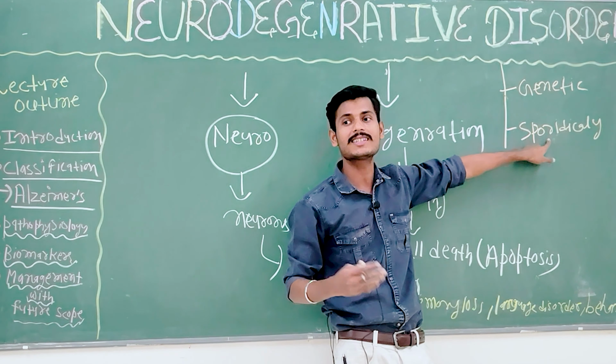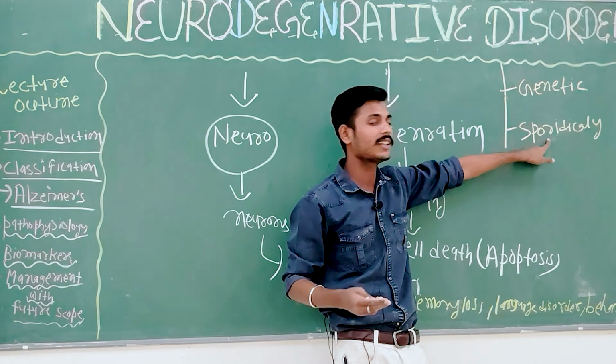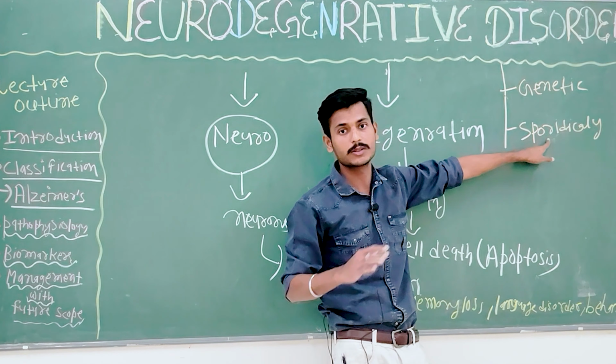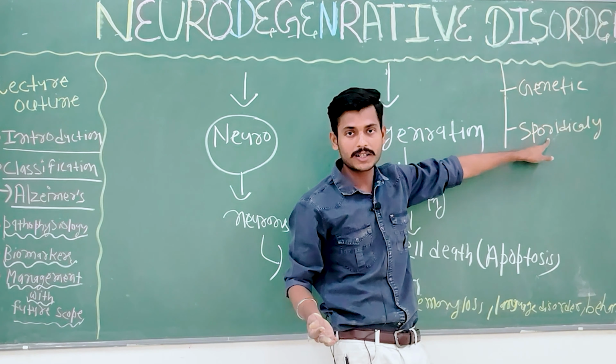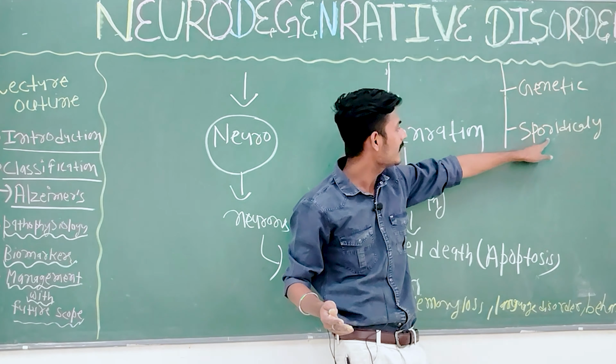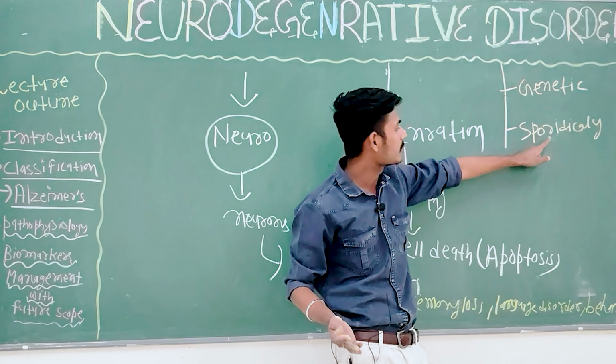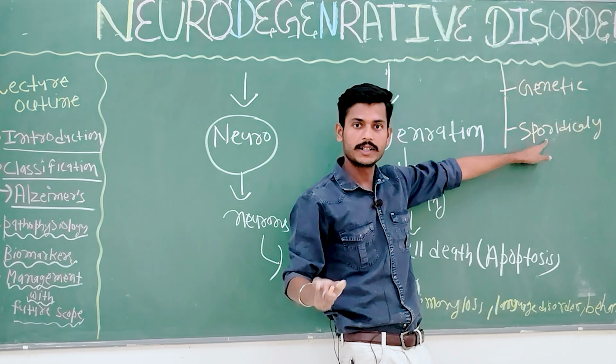Sporadic means it is uncertain. It occurs in an unpatterned way. There is no pattern, regardless of the time, regardless of the place. It can occur at any age. That's why it is called sporadic disease.